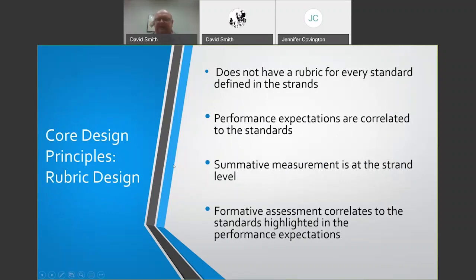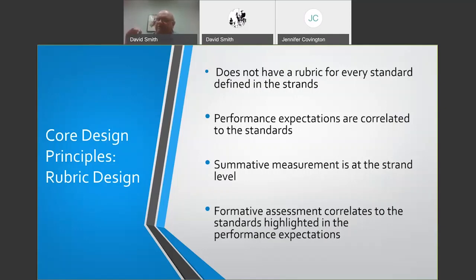Okay, the way that the rubric is designed is that we don't have a rubric for every standard that is defined in the strands. There are simply too many standards for us to be able to create an evaluation system that allows us to have those conversations that lead to continuous improvement. So instead, we have combined standards. We have looked for high leverage kinds of actions that then are defined in the rubrics.